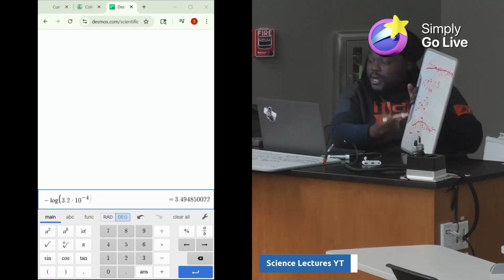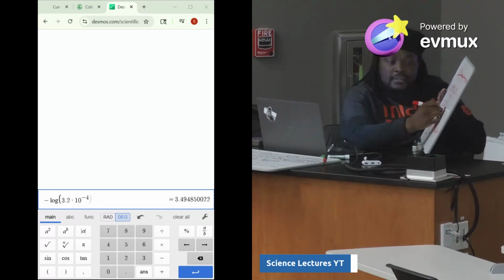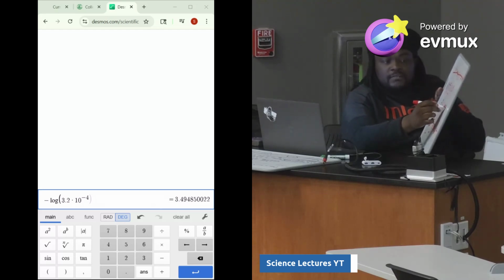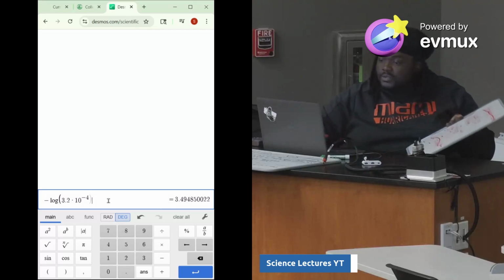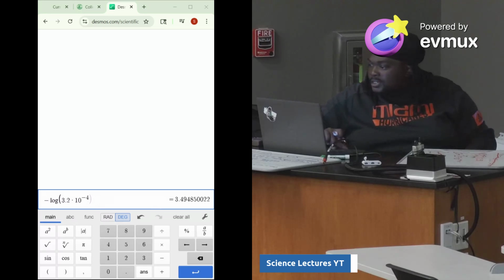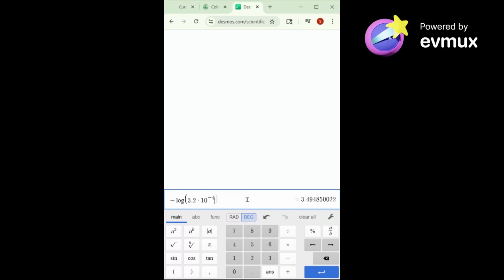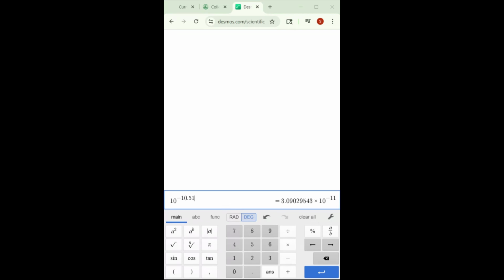So what you're going to do with the OH minus is put 10 to the negative pOH value, 10.51. So plug that in as well. Let's get this back popped up. We're going to do 10 to the negative 10.51. So we get about 3.1. Remember about rounding and sig figs, 3.1 times 10 to the negative 11. Okay, great.